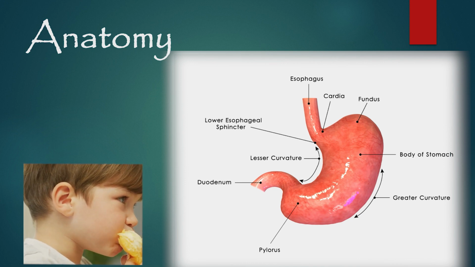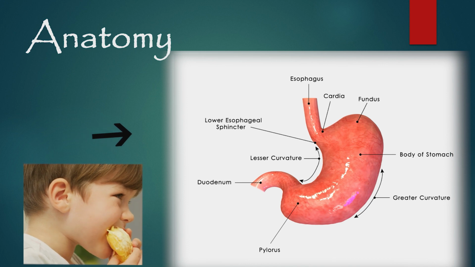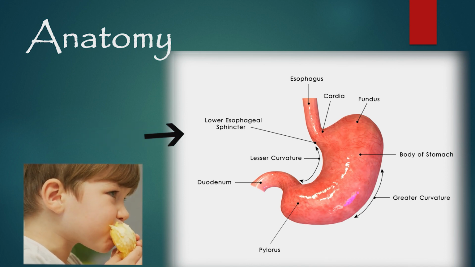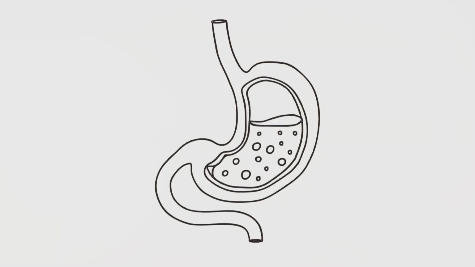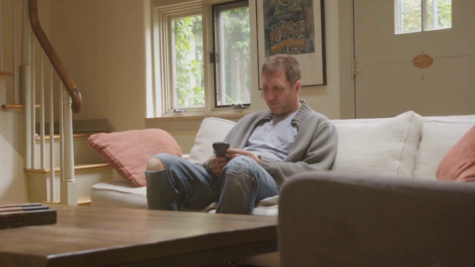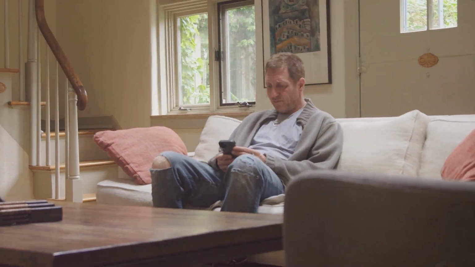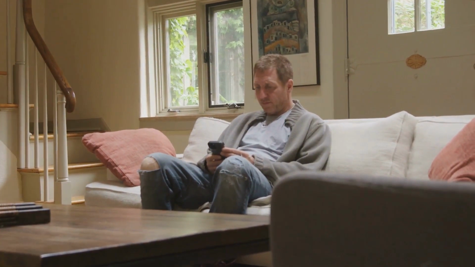At the lower end of the esophagus lies a specialized muscular ring called the lower esophageal sphincter. This sphincter acts as a valve, opening to allow food to enter the stomach and then closing tightly to prevent stomach contents, including acidic gastric juices, from flowing back into the esophagus. This mechanism is essential for preventing acid reflux, a condition in which stomach acid irritates the lining of the esophagus, leading to symptoms such as heartburn and regurgitation.